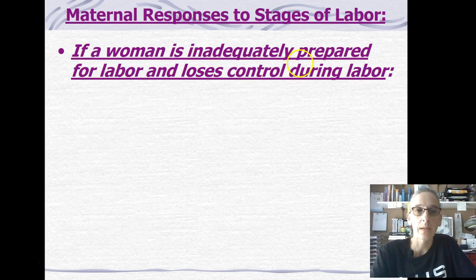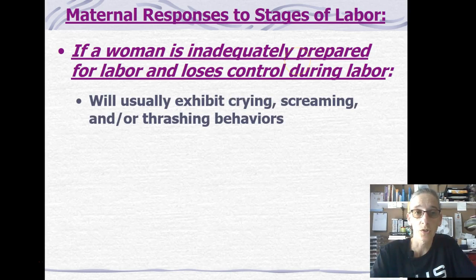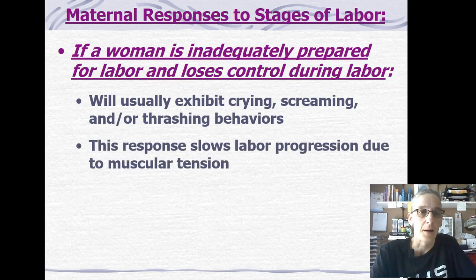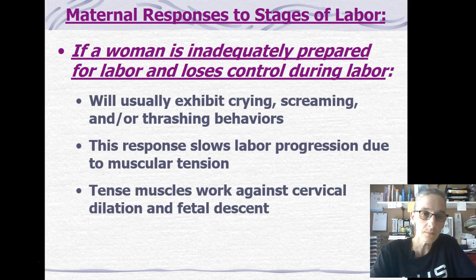So if a woman's inadequately prepared for labor and loses control during labor, they usually cry, scream, thrash around in the bed. This response will slow labor progression due to the muscle tension. So remember I talked to you about that a little bit earlier, about the tension kind of counteracting what the body is trying to do. And tense muscles work against cervical dilatation and fetal descent.